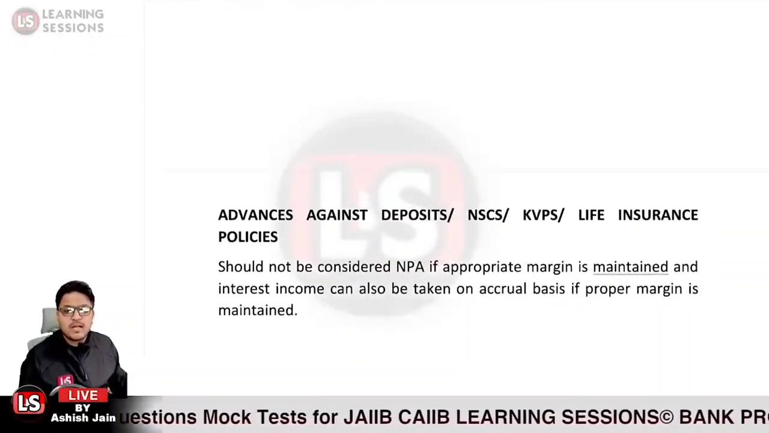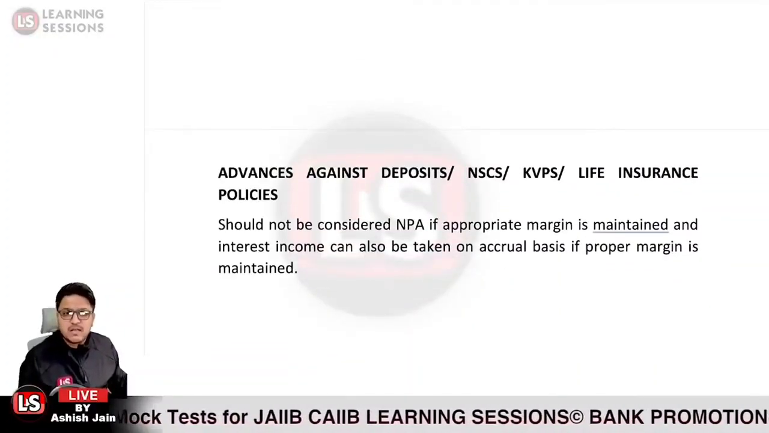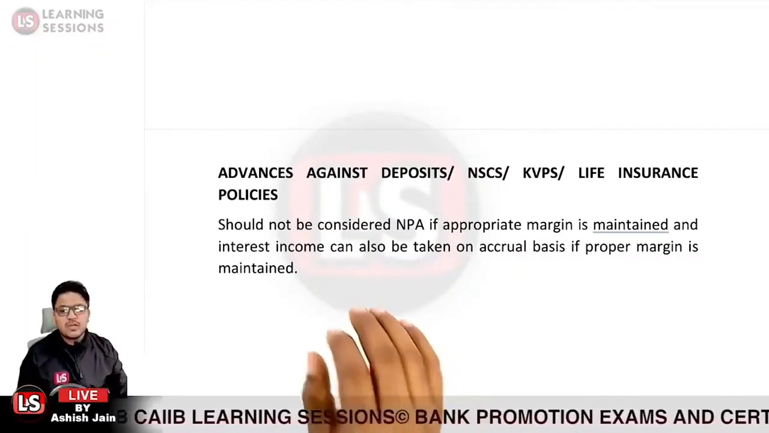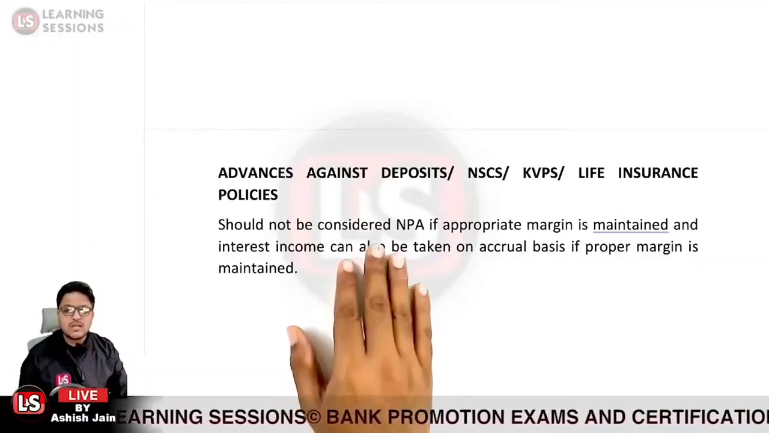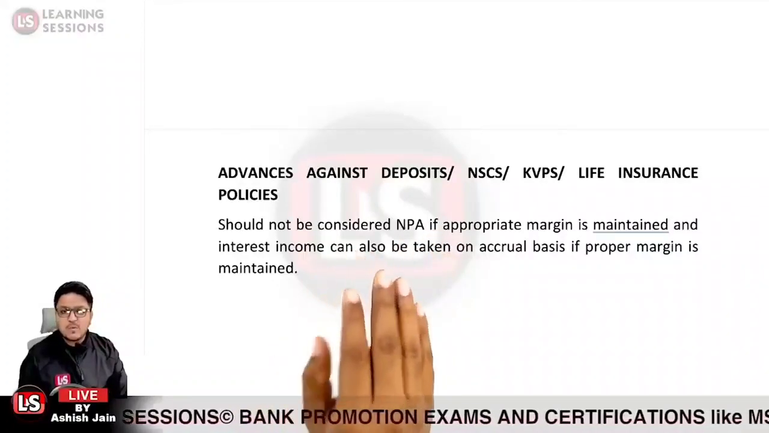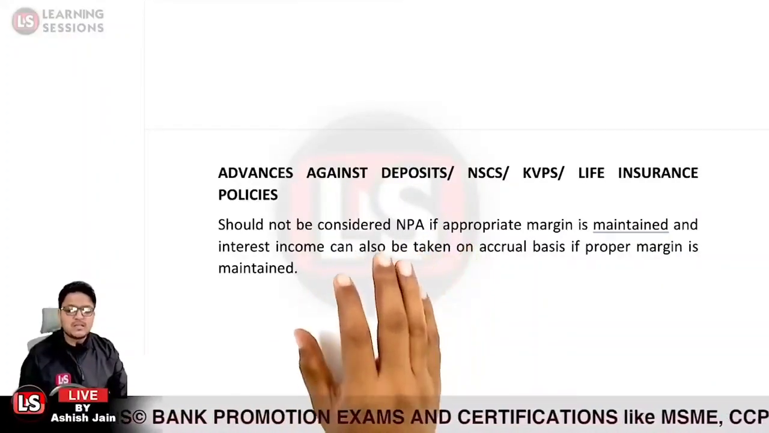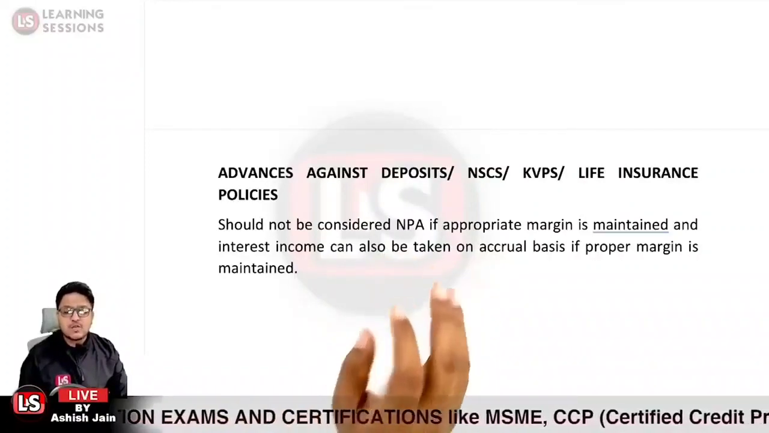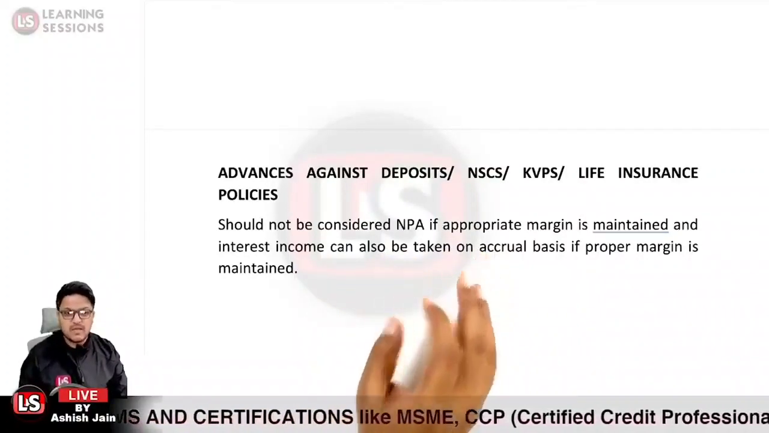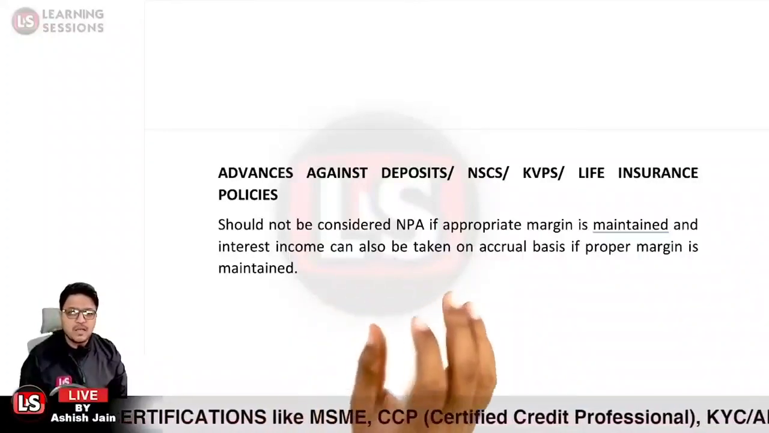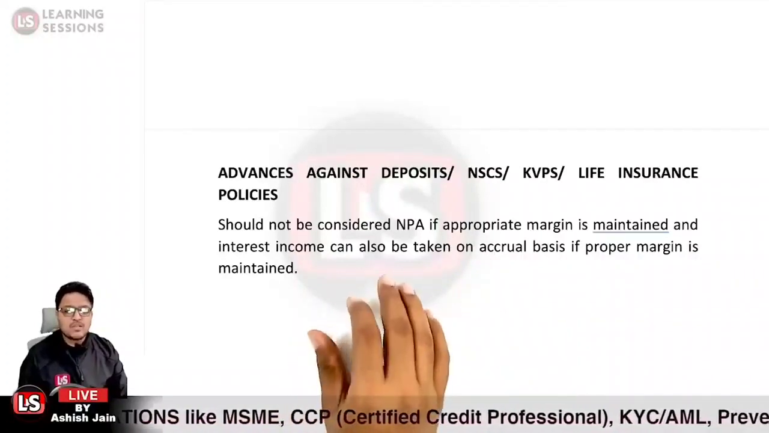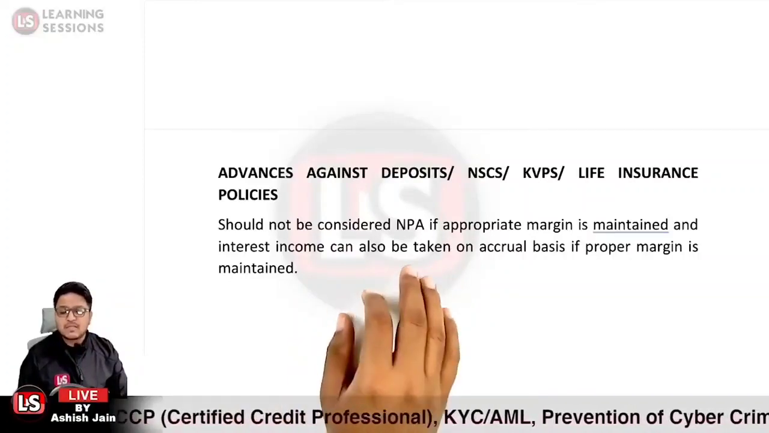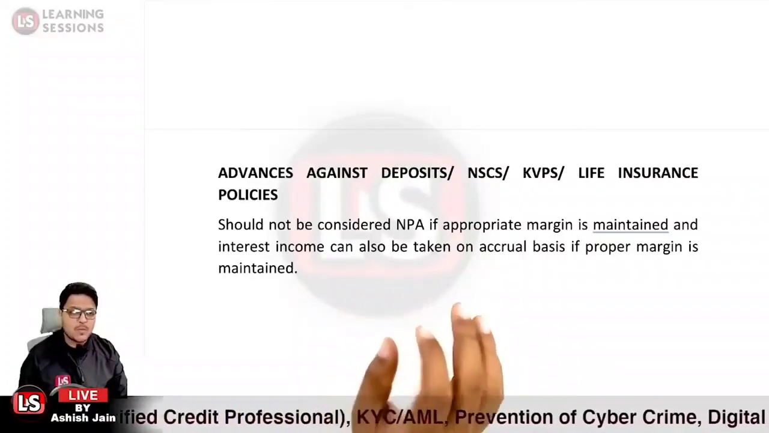Now let us have a look at advances against deposits, NSCs, KVPs, and life insurance policies. Whenever the amount is sanctioned against such liquid assets and the appropriate margin is maintained, these are classified as standard assets and should not be considered non-performing assets. But if the proper margin is not maintained, in that particular case the account can be classified as a non-performing asset.